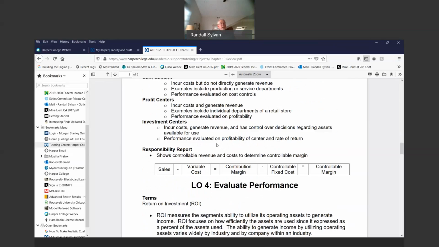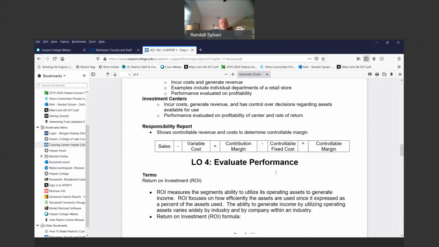So understanding what a controllable margin is important. So understanding this formula: sales minus variable costs, that's what can be controlled, minus controllable fixed costs. So that's the contribution margin, which we've been used to discussing, minus any controllable fixed cost gives you the controllable margin. Okay, so you take into account first the contribution margin, then any controllable fixed cost.